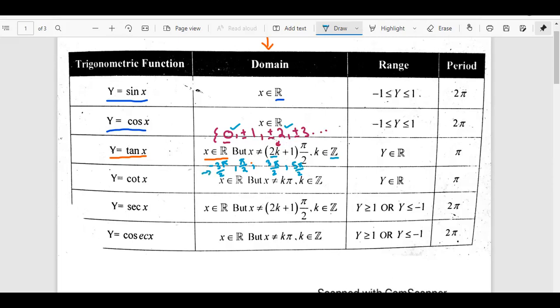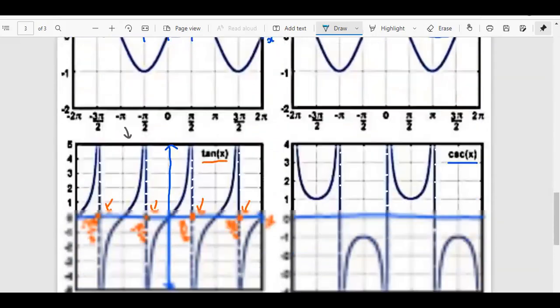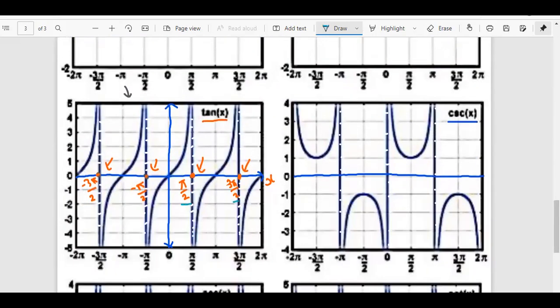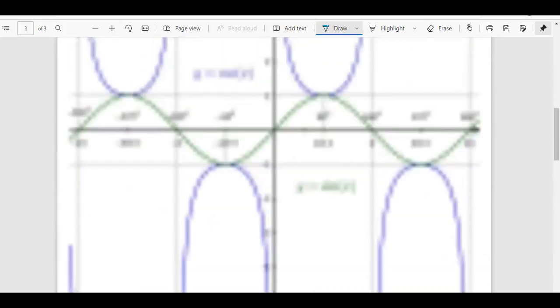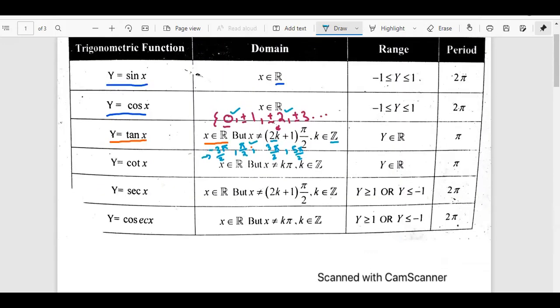And on the graph, we have seen that the graph was breaking at pi by 2, 3 pi by 2, minus pi by 2, and minus 3 pi by 2. So I just wanted to explain you properly. This is why they have written it this way. So, are you comfortable with this? Yes, ma'am.